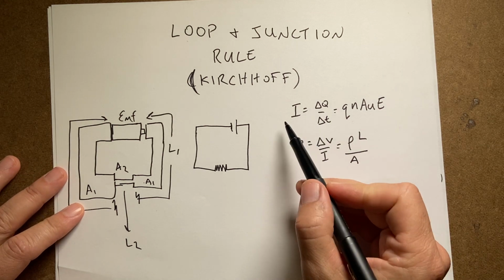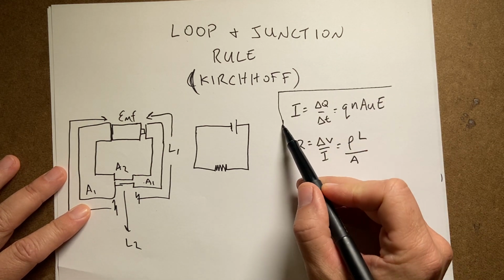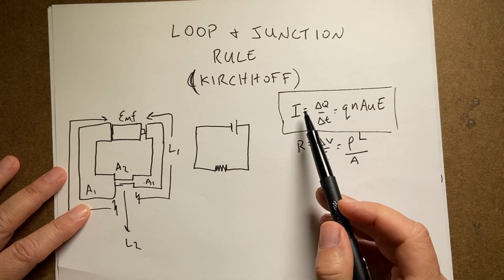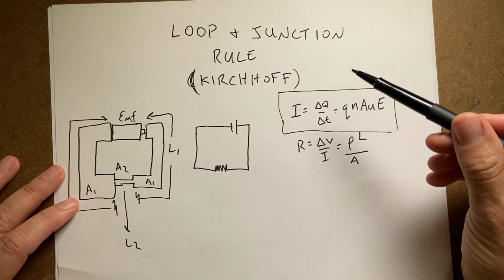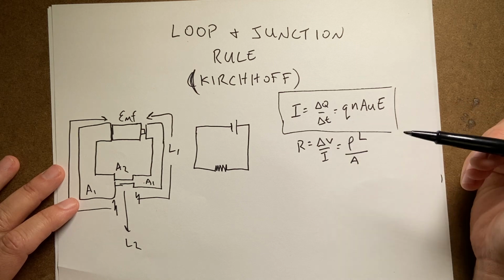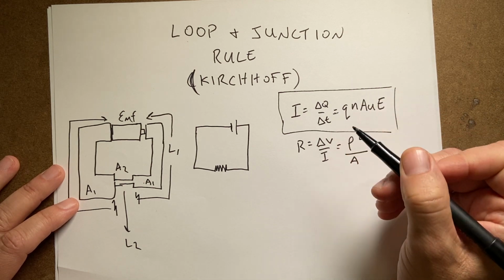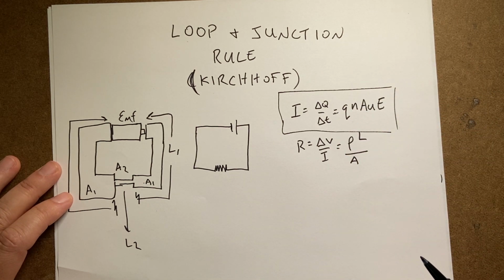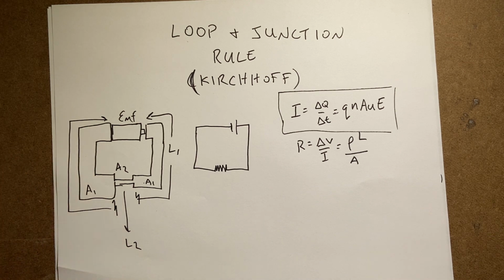The first is the definition of electric current. The current is the flow rate of charge, so it's the change in charge over the change in time. If I have a metal, then I can also determine the current based on the electric field. You apply an electric field in that material, and that gets charges to move with an average drift velocity.